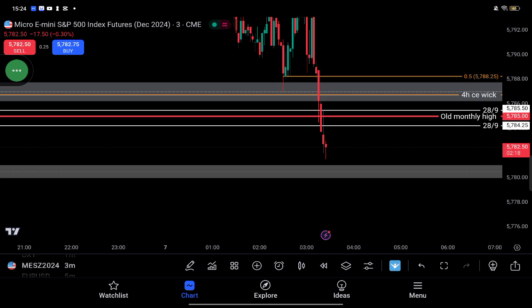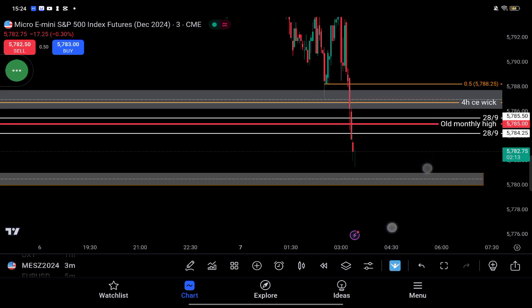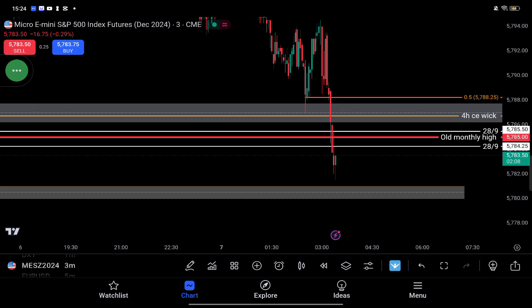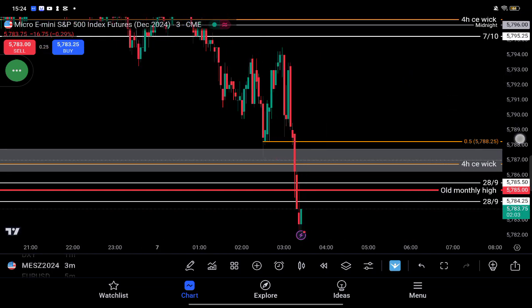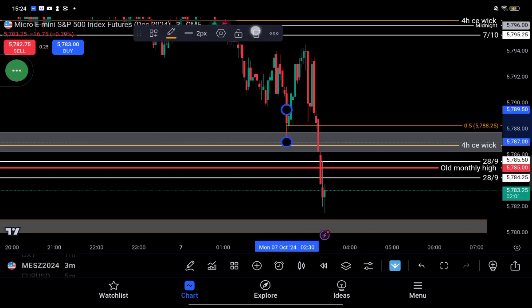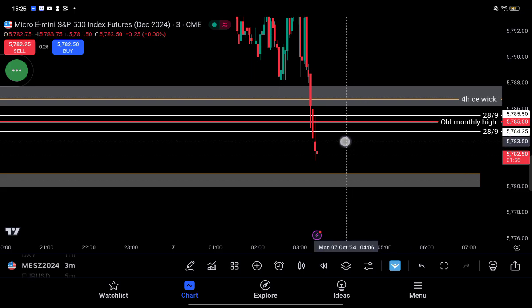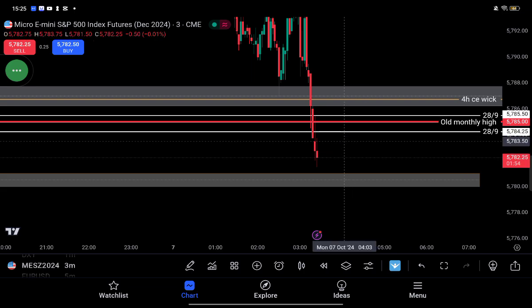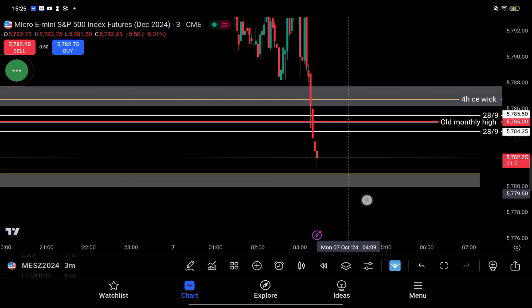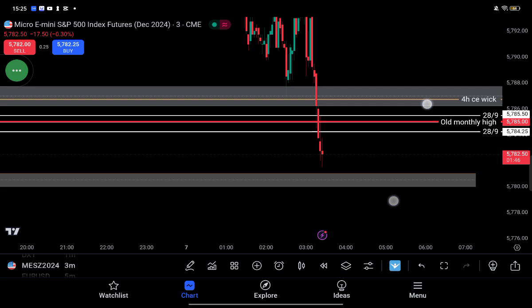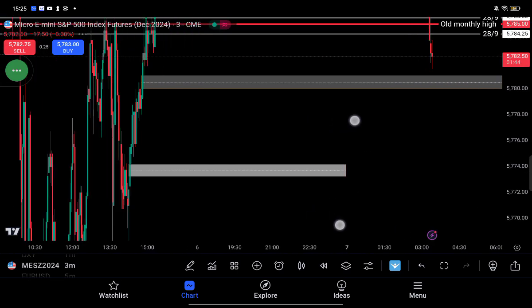So we are still waiting. I want to see, do we close above this 28 September new week opening gap? Because if we do close above it, then only can we see price going back to be bullish. Right now this volume balance here, 5783.5 to this BC, to the midpoint of this 5780. So the next one is here.